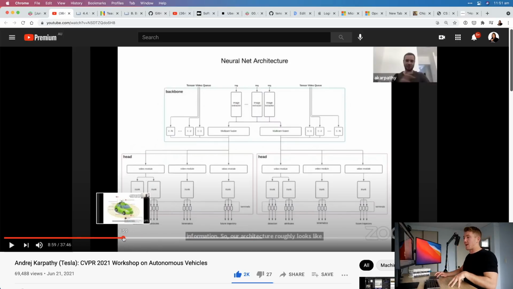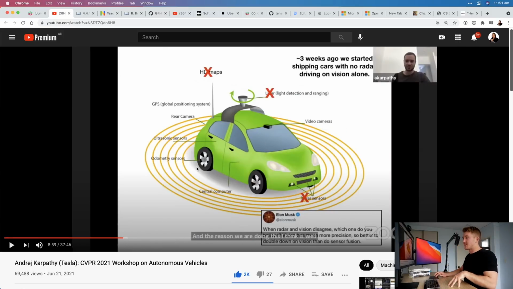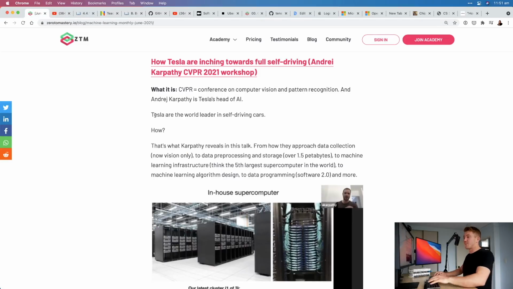So I would highly recommend looking at this talk. It's absolutely amazing that people like us can see how the best companies in the world are building their tech stacks. And of course, can we replicate this in our backyard? Probably not, but it gives us an insight into the skills that we have to learn to work towards potentially getting a job at Tesla or creating your own machine learning startup. Go check out that beautiful talk by Andrei Karpathy.